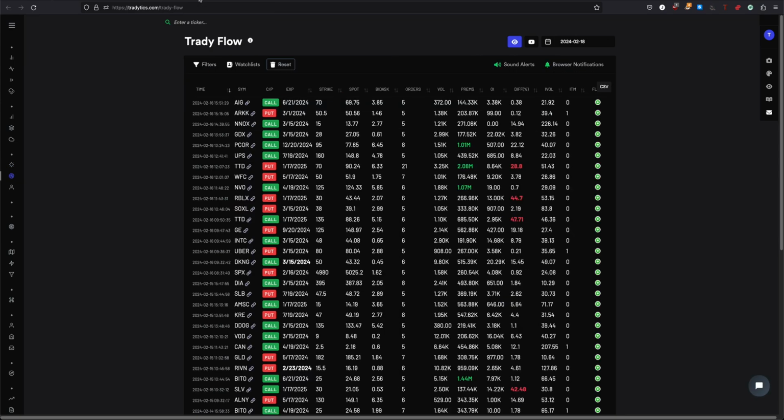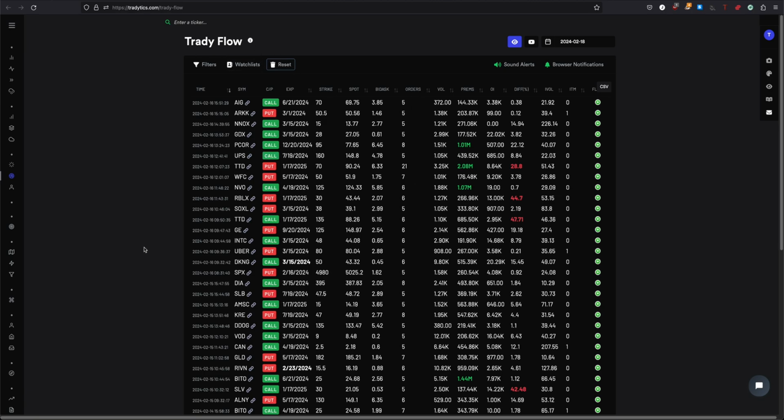All right. The first one is Tradyflow. And what this page does is try to find repeat flow, which is another type of unusual flow, right? So we know that size can be unusual. The type of order, sweeps and splits, things like that. Super short-term to expiry, super far out of the money, all unusual. But also the number of different orders that are coming in at this certain chain, the certain strike and expiry on a stock, right? And that's what we have here, is anything where there's been 5 or more repeat orders will show up in Tradyflow, okay?